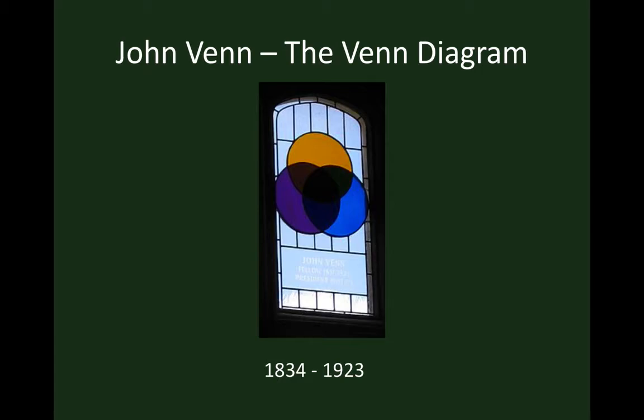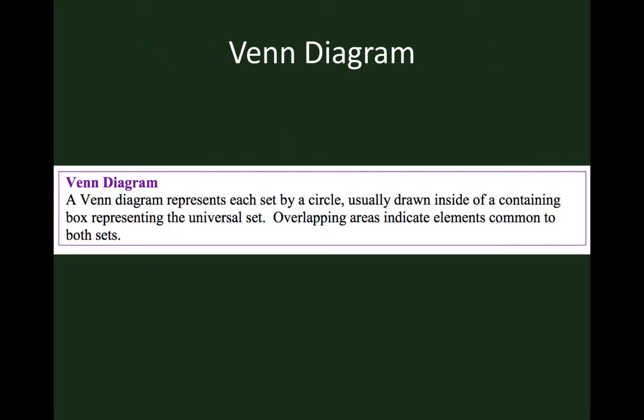But in any case, here's the math definition of a Venn diagram. A Venn diagram represents each set by a circle, usually drawn inside of a containing box representing the universal set. Overlapping areas indicate elements common to both sets.